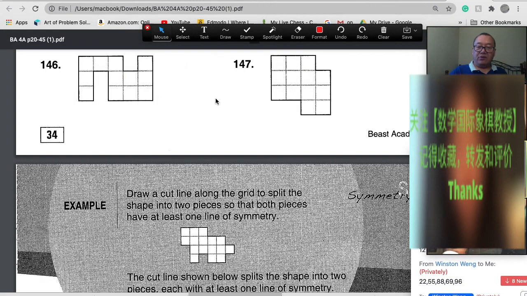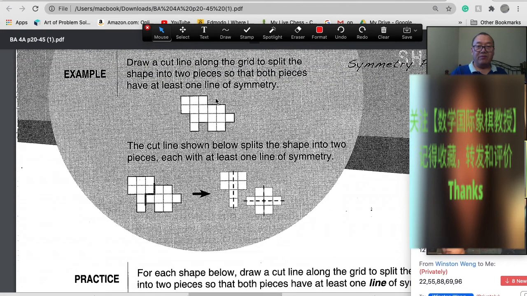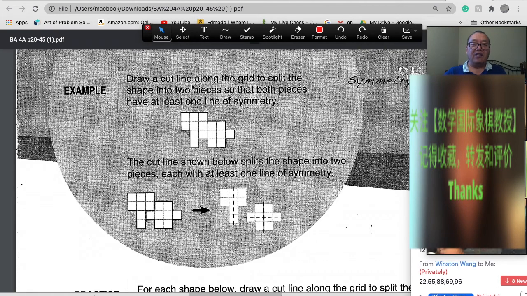Okay, so now let's go to 100. Go to this page. This page gives you an example. It asks you to draw a cut line along the grid to separate the shape into two pieces so that both pieces have at least one line of symmetry. So this cut line can be like this, a zigzag shape. It doesn't have to be a straight line. See the cut line shown below, it separates the shape into two pieces, each with at least one line of symmetry. If you separate this way, one piece is like this, another piece is like this. For this piece, you have a vertical line of symmetry. For this piece, you have two symmetry lines, one horizontal and another vertical.